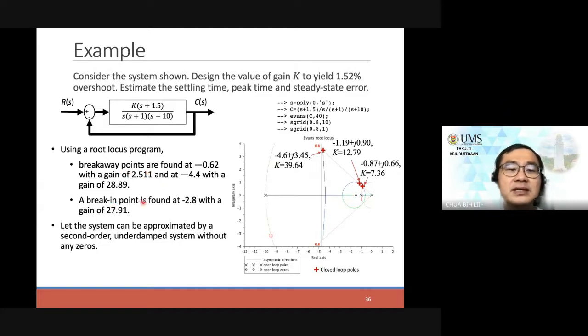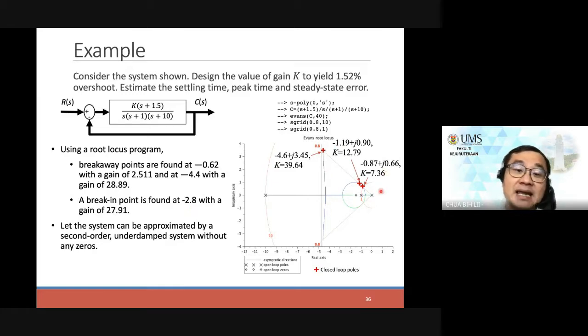Okay, there is a break-in point. Breakaway point and break-in point are somewhere very close. So what we would see, in order for us to get the K value near to 1.52%, we have to draw something similar to this.